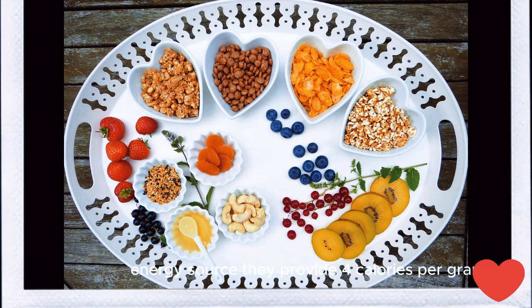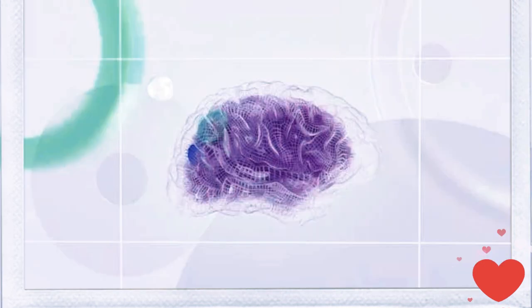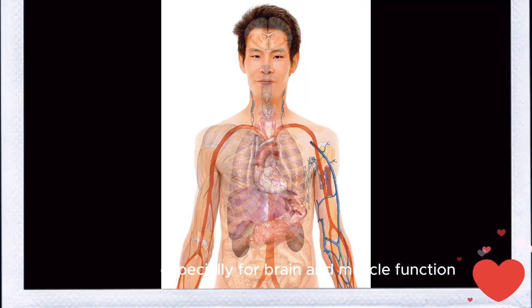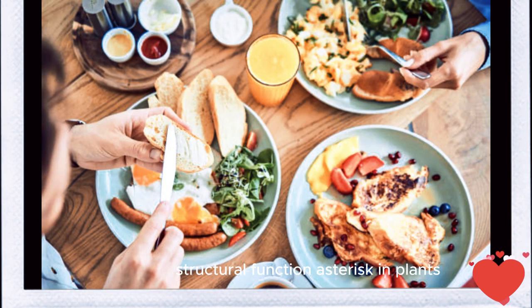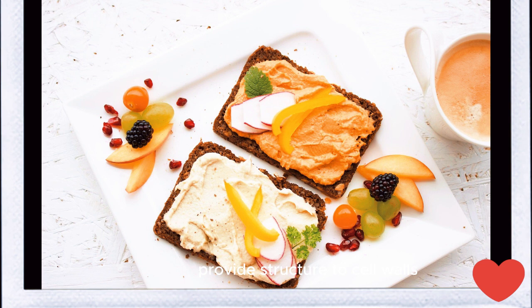Energy source: they provide 4 calories per gram and are the body's preferred energy source, especially for brain and muscle function. Storage of energy: in animals, excess carbohydrates are stored as glycogen in the liver and muscles, while plants store them as starch. Structural function: in plants, carbohydrates like cellulose provide structure to cell walls.